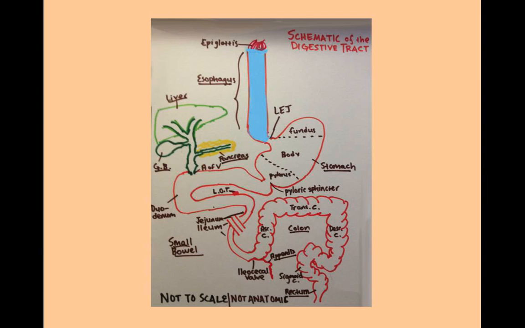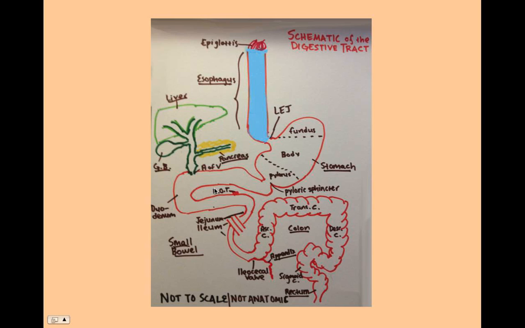Hello everybody, we're going to start here with some of the various disorders of the esophagus. So this is just a schematic of the digestive tract. We'll see this over and over again as we go through the digestive tract and the various disorders. Of course, this is just a schematic. This is obviously not anatomic, and it's not to scale either. But it shows the various organs and how they're interconnected in the digestive tract.